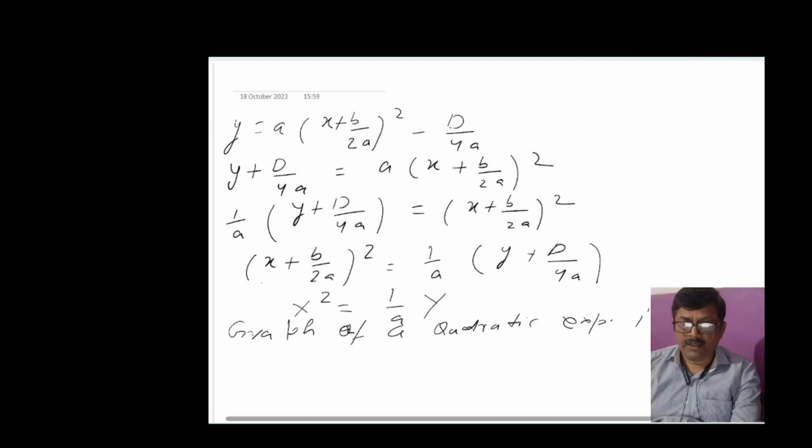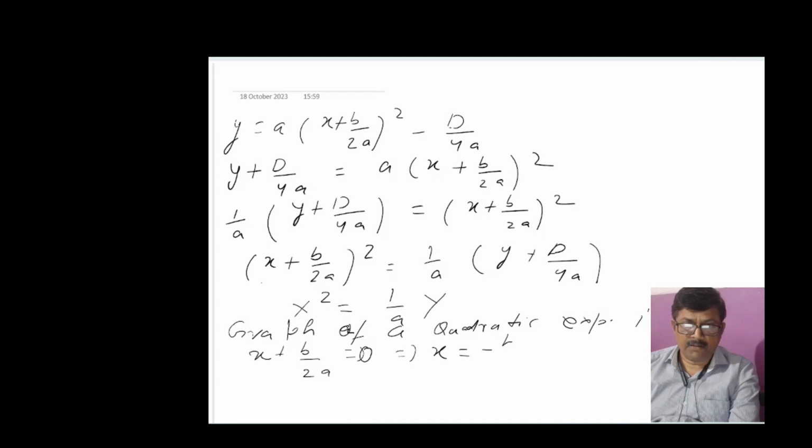Okay, now I will find the vertex of this parabola. What will be the vertex? How do we find the vertex of any parabola? Put this portion inside the bracket equal to 0. X plus b upon 2a equal to 0. So we get x equals minus b upon 2a, correct?